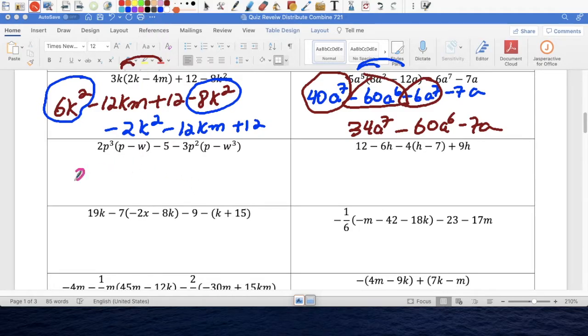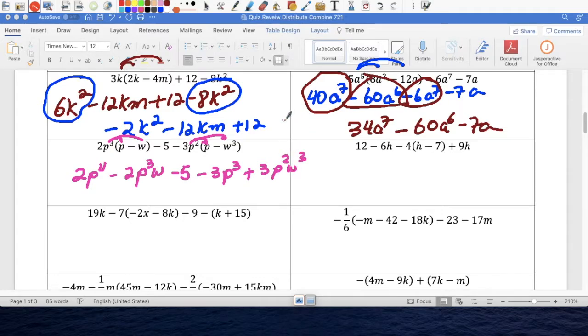Okay. 2p to the 4th power, right? Multiply these two. And then it's minus 2p to the 3rd w minus 5. And then this is what's doing the distributive property. So it's negative 3 times p squared times p, which is going to be negative 3p to the 3rd power. And then negative times negative is a positive, and it's going to be positive 3p squared w3.